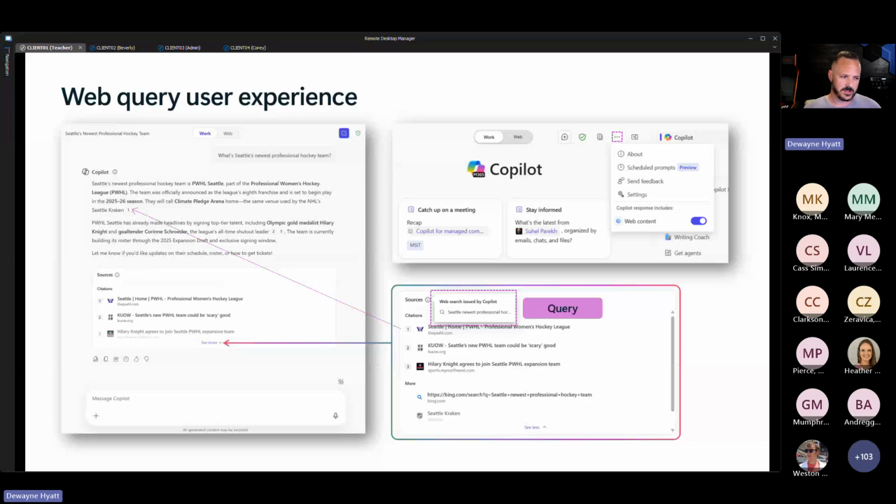But there's a little tiny box right there where it says sources and it has an eyeball next to it. I call it an eyeball because it's a circle with an eye in it. So we'll go with eyeball. If you hover over that, you'll actually see the search query that Copilot executed.